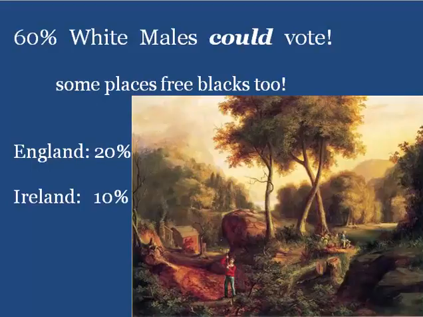Compare this to England or Ireland, right? In colonial America, 60% of white males could vote, right? And in some places, New Jersey and New York, in the late colonial era, even some free blacks could vote too if they had property. This is odd to think about in an era of slavery, but there was this gradual shifting up to the Revolutionary era about the role of free blacks in society. In England, only 20% of men could vote, and in Ireland, only 10% of men could vote. So America truly was much more democratic in relation to the mother country.